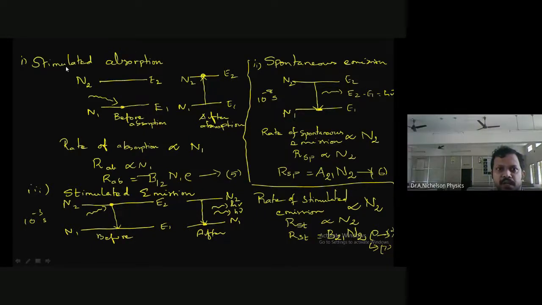Stimulated absorption: stimulation. Okay, so we are giving some external triggering, some external stimulation. Through what do we give it? Through a photon, a light photon. So when this photon energy is given to the atom, it absorbs and moves towards the higher energy state. This is stimulated absorption.